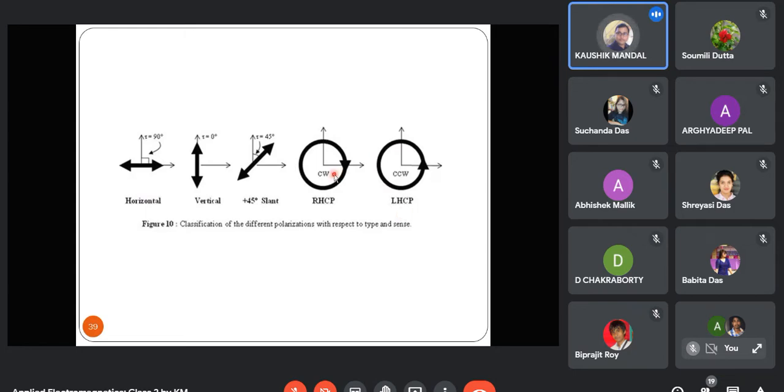Now, whether it is clockwise or anti-clockwise depends completely on the position of the observer. In this particular figure, it is mentioned considering that we are the observer. That means we are looking towards the wave propagation. That means the wave is propagating into the paper, into the screen.